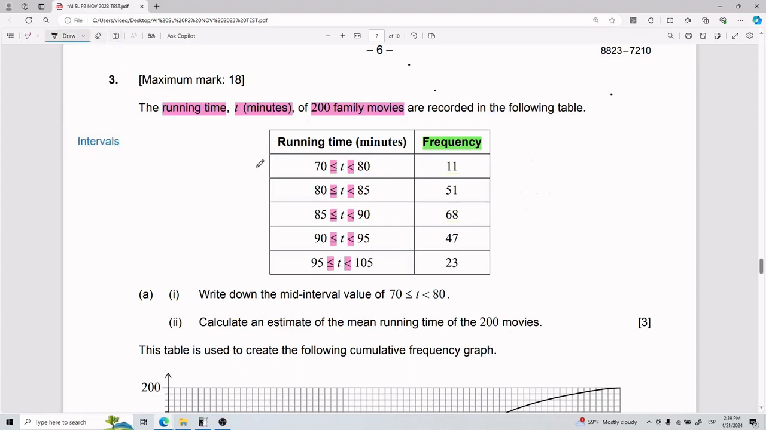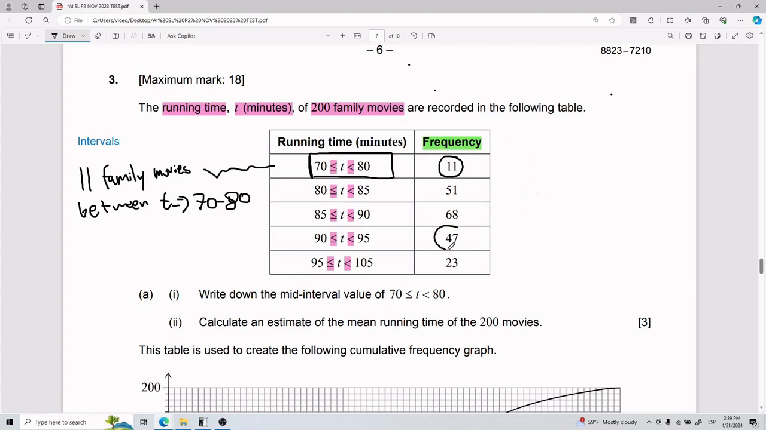For example, on this first one, you know that you have 11 family movies with a running time T between 70 and 80. So there's 11 family movies that have a running time between 70 and 80. There's 47 family movies that have a running time between 90 and 95. And so that's basically what this table is telling you, right?